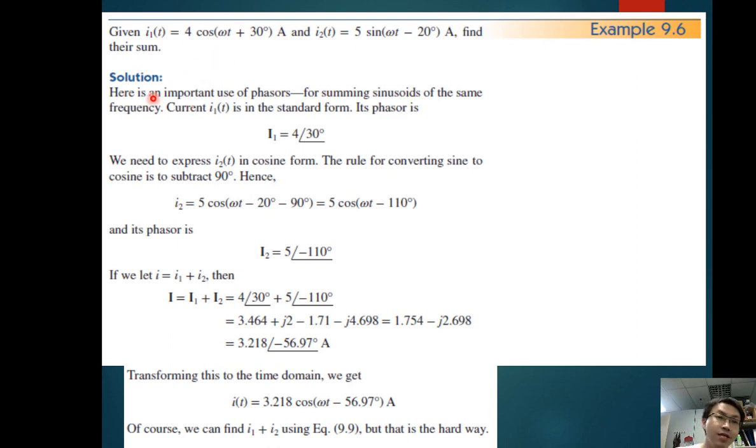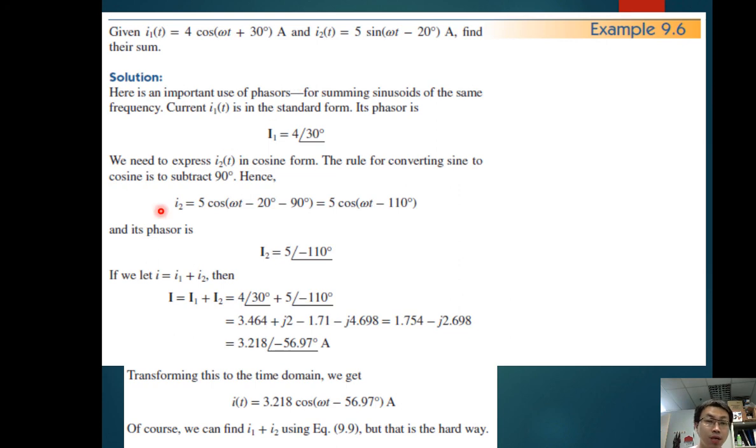So for example, given i1(t) equals 4 cos(omega t plus 30 degrees) and i2(t) equals 5 sin(omega t minus 20 degrees), we need to find their sum. That means I want to add up i1 plus i2. So when we deal with a summation, what we need to do is convert into rectangular form, then we add up together. First of all, I need to convert into polar form. So I copy 4. Cos is an angle. Then copy 30. Done. Then this is sine, I need to convert into cos.